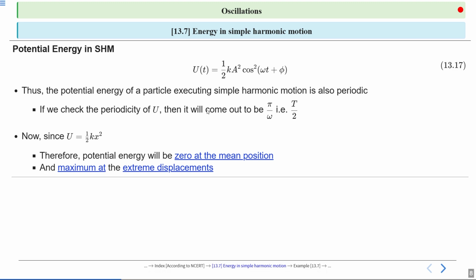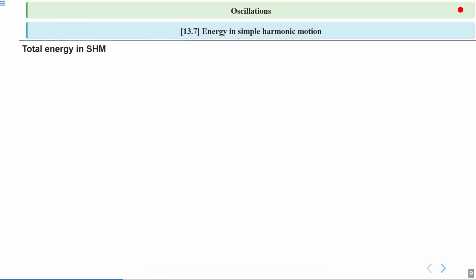So at the extreme displacements, where x is equal to plus or minus A, the potential energy is at its maximum. This is because the spring is either fully stretched or fully compressed, storing the most energy. So as the particle moves from the center to the extremes, potential energy increases, and as it returns it decreases again.